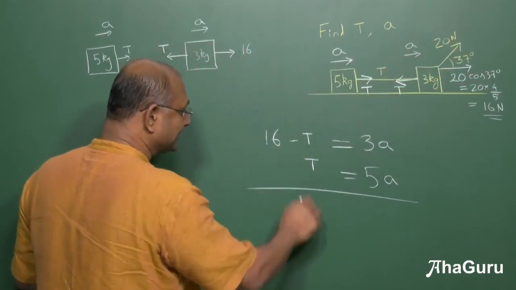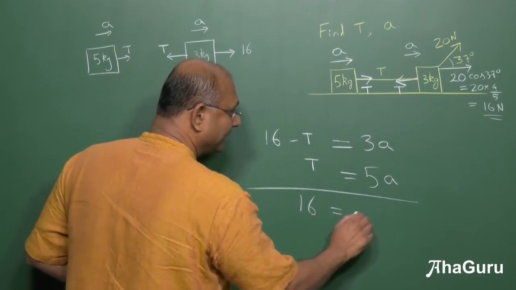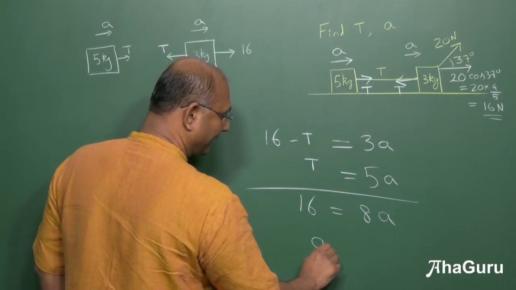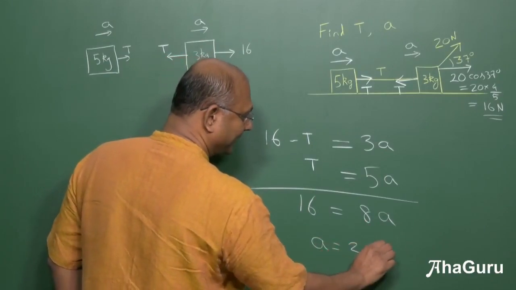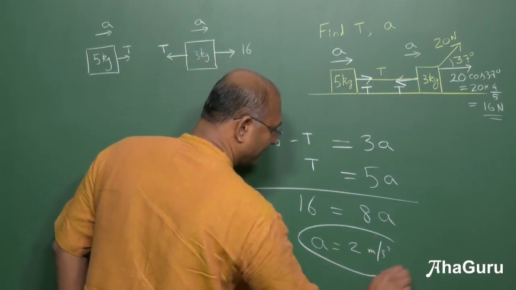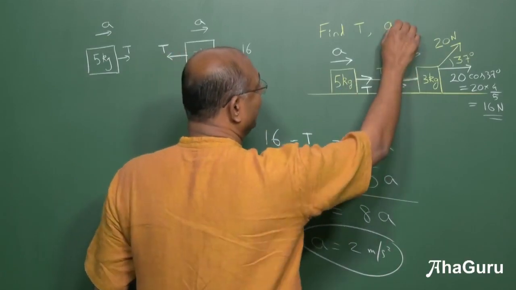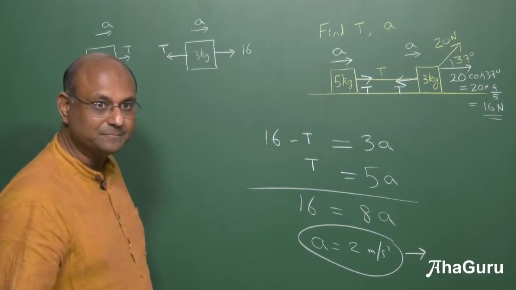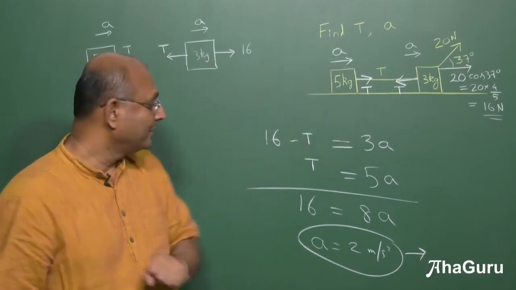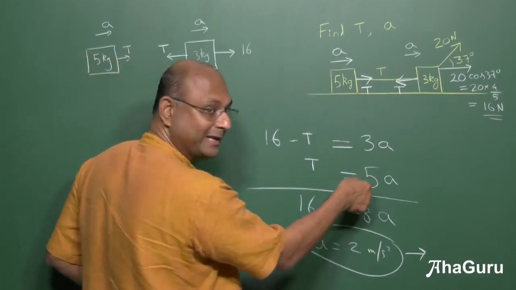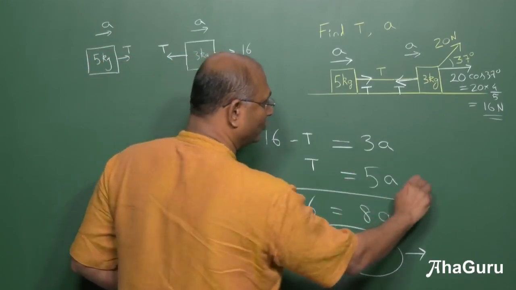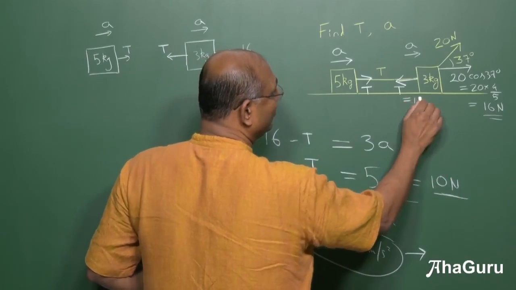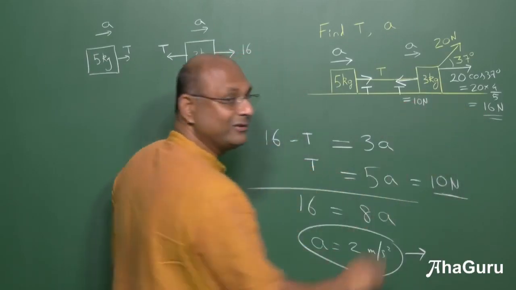So if I add this, I'm going to get 16 is equal to 8A. So what is A? 2 meters per second square. So we've got acceleration A, 2 meters per second square in that direction, so 2I cap. Okay, but what is T? Well, you've got A, substitute it in here. So 5 times 2, 10 newtons. Notice this is 10 newtons. It is not 16 newtons.